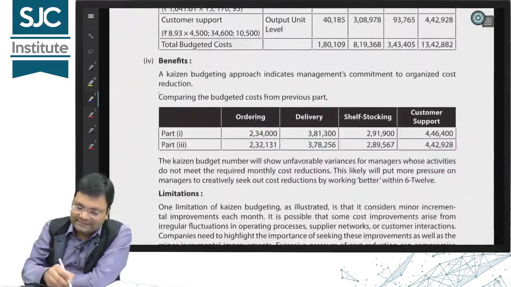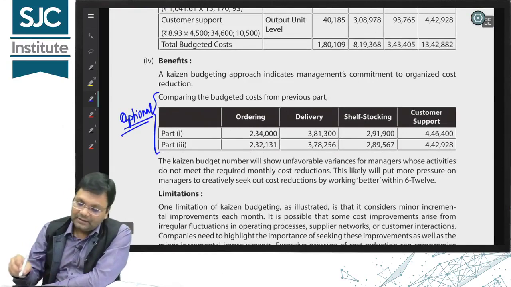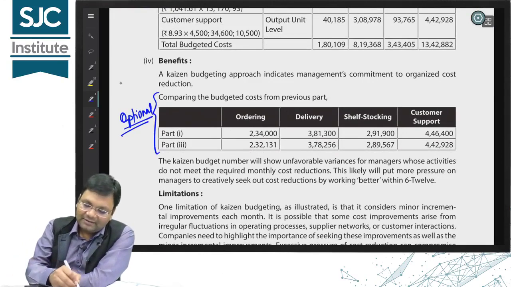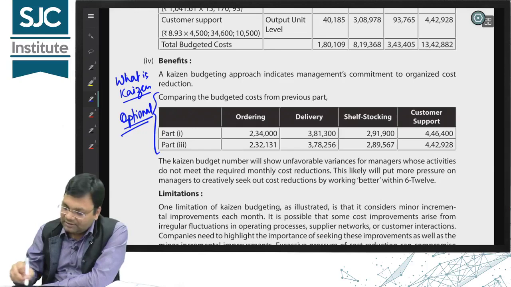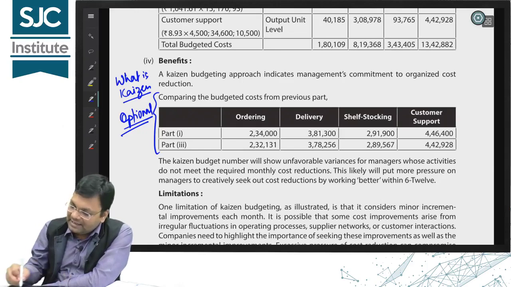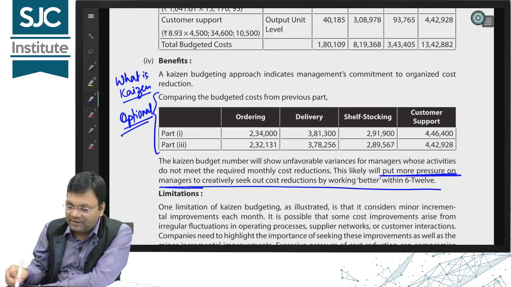They have given this table to compare, which is optional, which you may not write in your exam. Kaizen, they have described what is Kaizen, which you again may not write. If you're writing, it's fine. You can write this line that it will actually put more pressure on our managers to creatively seek out cost reduction by always working better within the budget.